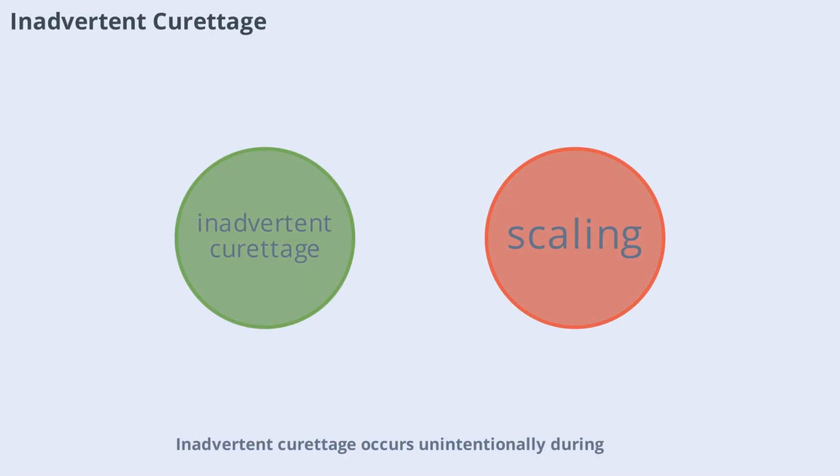Inadvertent curettage occurs unintentionally during routine scaling and root planing. While the primary goal of these procedures is to remove plaque and calculus from the tooth surface, sometimes the inner lining of the periodontal pocket is also removed in the process. Although not the main objective, this incidental removal can still contribute to improved periodontal health by reducing inflammation.